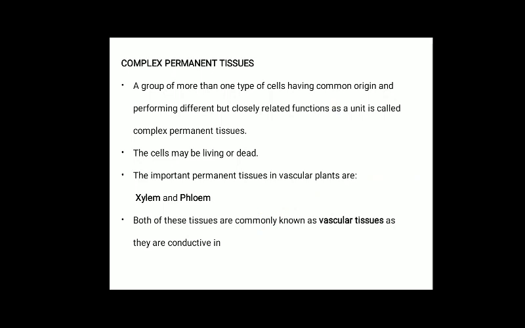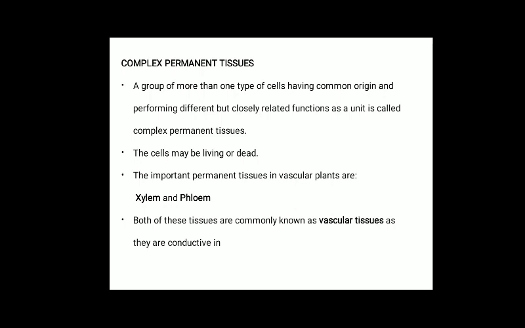Then we move on with complex permanent tissues. A group of more than one type of cells having common origin and performing different but closely related function as a unit called complex permanent tissues. The cells may be living or dead.